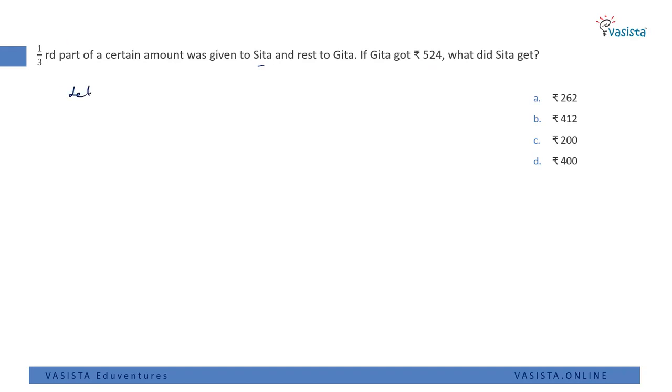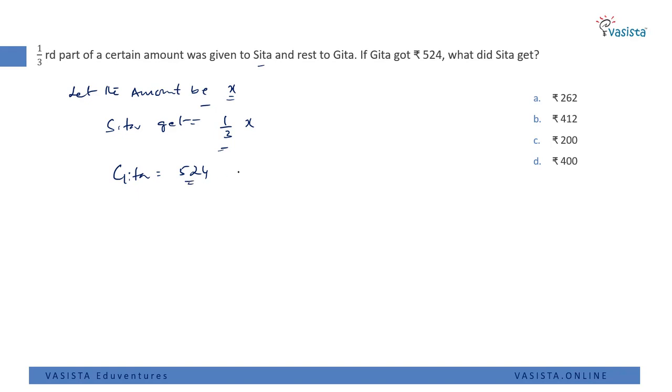Let the amount be x. Right, Sita gets how much? That is 1/3 of x. Sita gets 1/3 of x. Right, now Gita, how much?